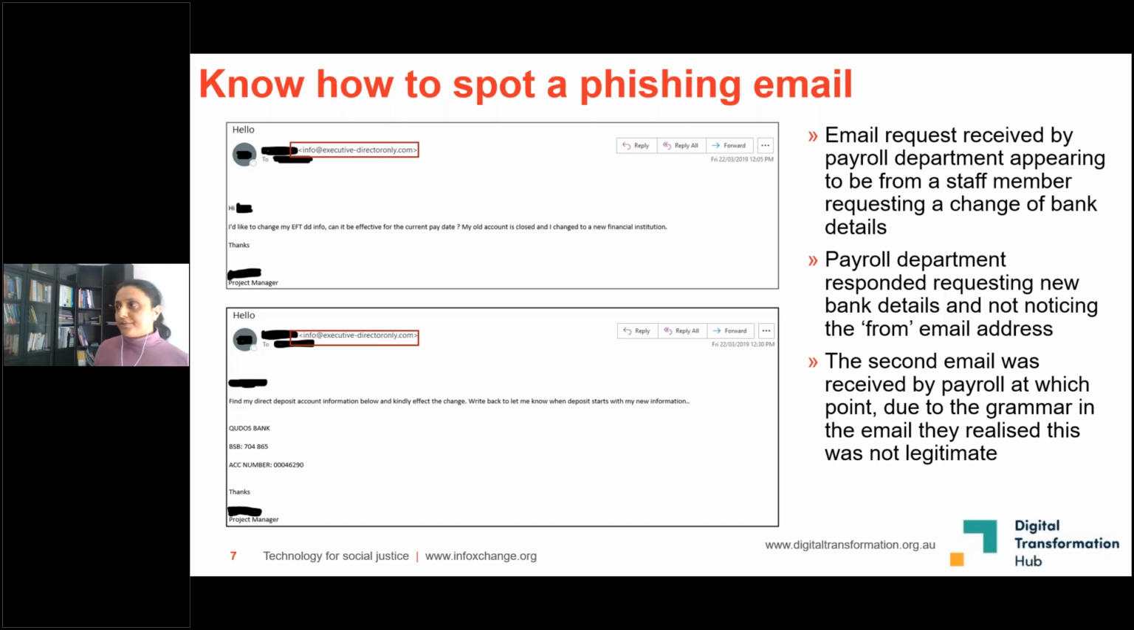The second example here was an email request received by a payroll department, and it appeared to come from a staff member requesting a change of bank details. Now, the payroll department initially responded, saying, yes, please send me your new bank details, and they didn't notice the from email address. The second email on the bottom there was received by payroll with the new bank details, at which point they realized, due to the grammar in the email, that this was not legitimate.